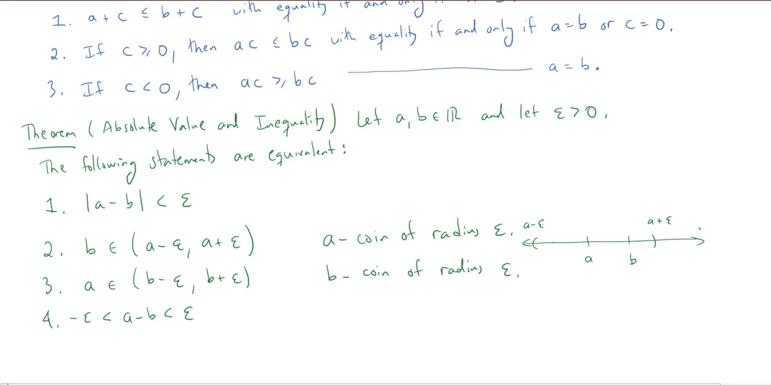But if I also want to look at the B coin of radius epsilon, well, let's see. I need a little room. That could be B plus epsilon, and then we'll come over maybe about there, there's B minus epsilon. And you see again, A sits inside of the B coin. It's between B minus epsilon and B plus epsilon. Now this again is not a proof that this is true, but this is a graphical organizer. It's a way for you to see that it's true, and that might help you actually write down a proof.